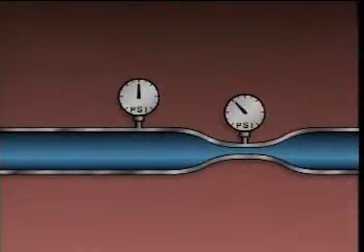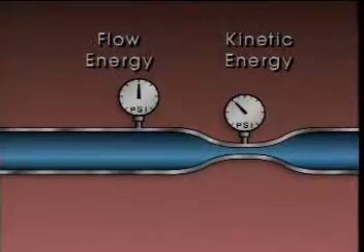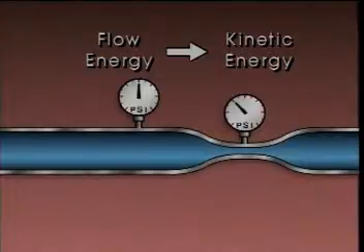Now, we said that the energy related to the motion of a fluid is kinetic energy, and that the energy related to the pressures associated with fluid flow is flow energy. With that in mind, we can say that the energy conversion that's taking place at this restriction is a conversion of flow energy to kinetic energy. In other words, the liquid's pressure decreased, but its velocity increased. In the example we just looked at, flow energy was converted to kinetic energy, but at other sections of a liquid system, different types of energy conversions take place.